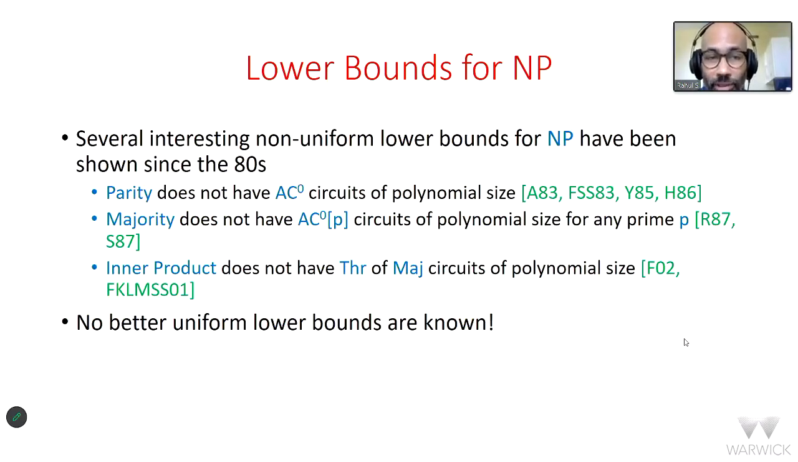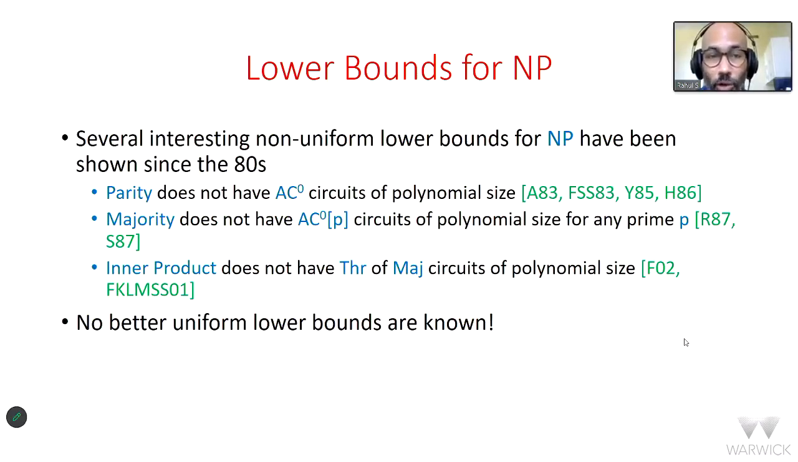For example, the famous lower bound for parity against constant depth circuits, lower bounds for majority and mod Q function against constant depth circuits with mod P gates, the lower bound for inner product function against depth 2 circuits where the top gate is an arbitrary threshold gate and the bottom gates are all majority gates. So these are all breakthroughs and great achievements in the area. And they all work for relatively simple functions: parity, majority, and inner product.